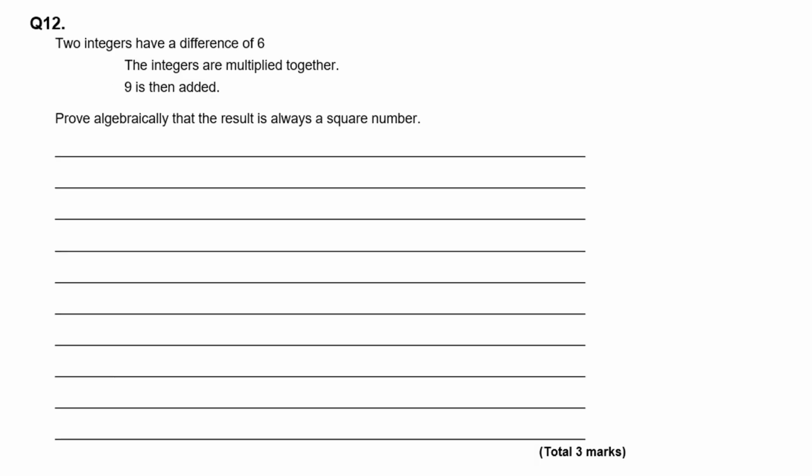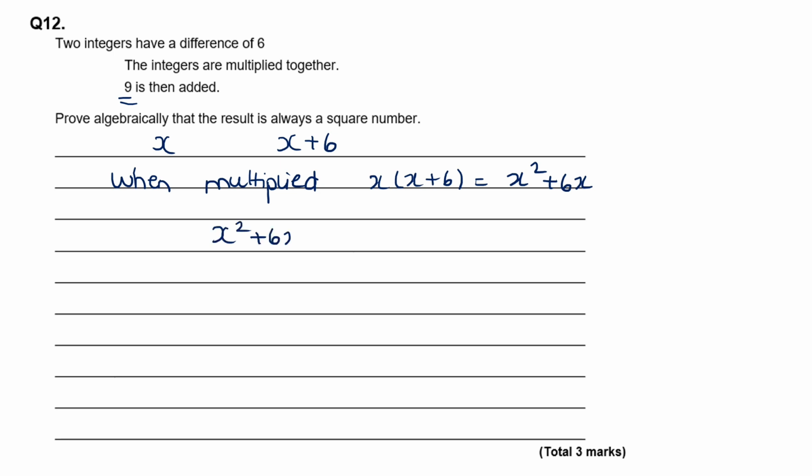Question 12. Two integers have a difference of 6. The integers are multiplied together. 9 is then added. Prove algebraically that the result is always a square number. Okay, so I'm going to use the letter x. If the first one is x, the second one could be x plus 6. When multiplied together, it should be x times x plus 6, which is x squared plus 6x. Whatever we find, we are then going to add 9 to it. So that's going to be x squared plus 6x plus 9.